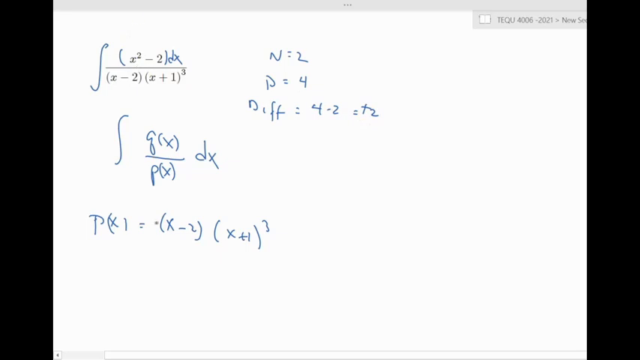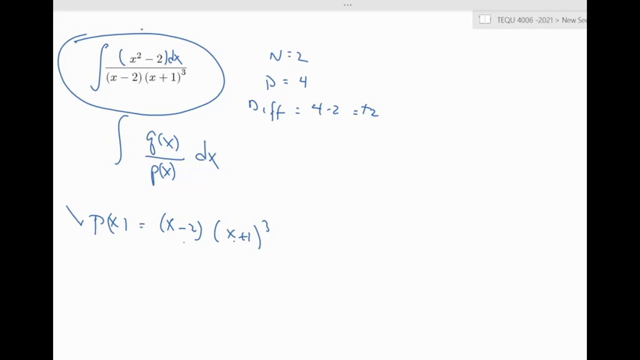Second thing is that it's already factorized. What that means is that you can definitely get the roots from here. For example, you have a root here, x equals 2, which is a root of that denominator. And you have x plus 1, which means x equal to minus 1 would be a root as well of this function p(x). So when you look at this, it has everything needed to do partial fractions.